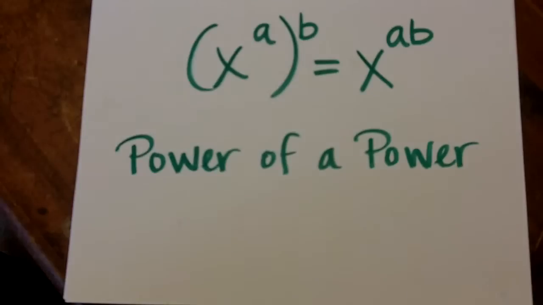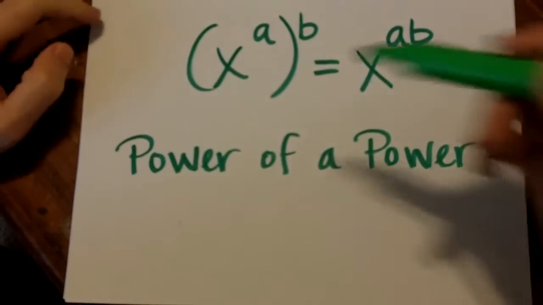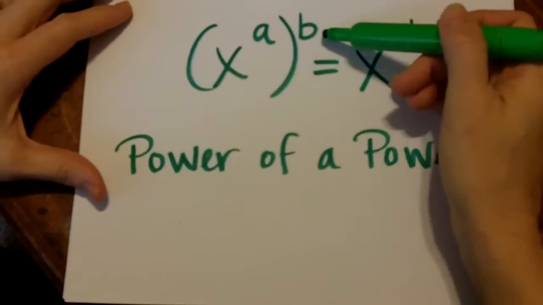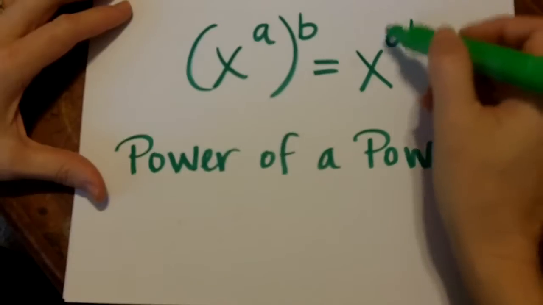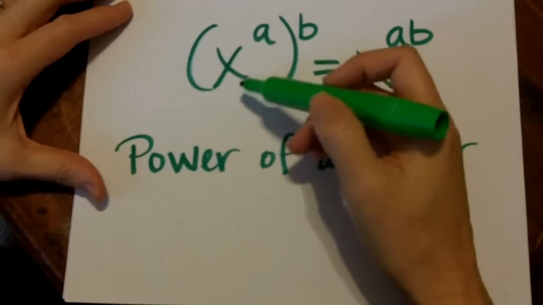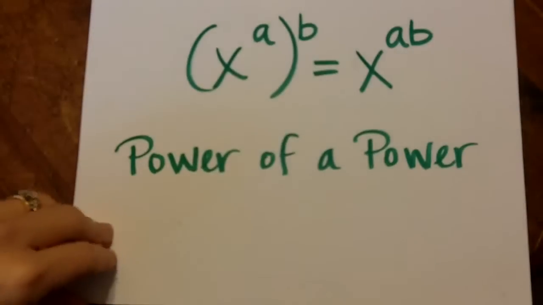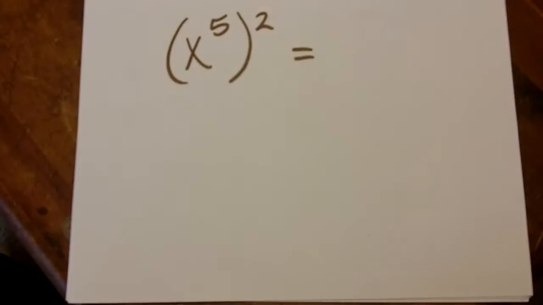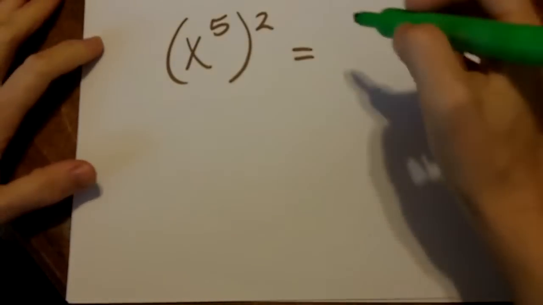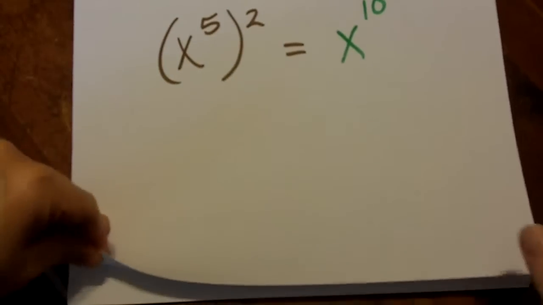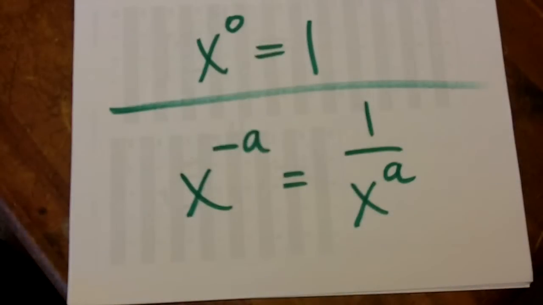The third thing that we learned was the power of a power. And that's if we have a base with an exponent raised to another exponent. That's when we multiply the exponents. So x to the a raised to the b is x to the a times b. If you see it, it would be something like this. X to the 5 raised to the 2 is simply x to the 10th. And you'll see many, many more examples of that as you do your homework.